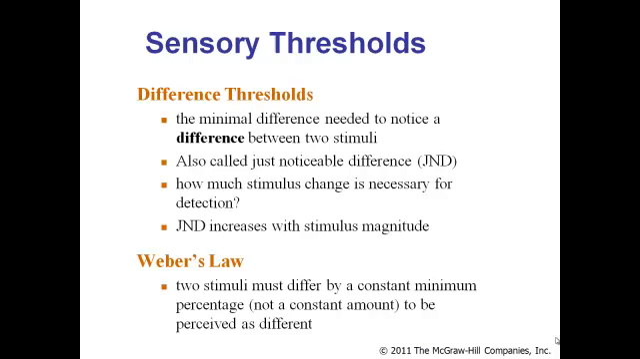The larger the initial stimulus, or the stronger, the more energy in the initial stimulus, the greater that difference is going to have to be before you're going to notice it. And this is reflected in Weber's law. 2 stimuli must differ by a constant minimum percentage. Again, not a constant amount, but a constant minimum percentage in order to be perceived as different.